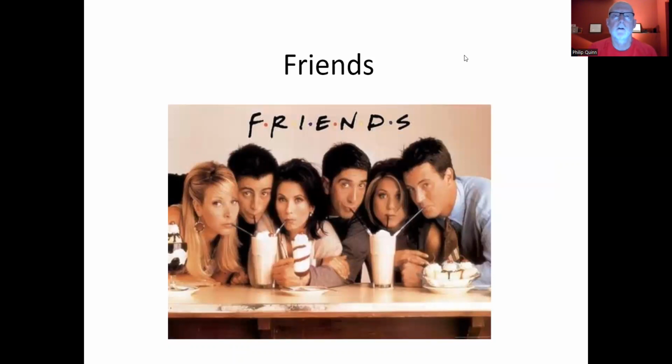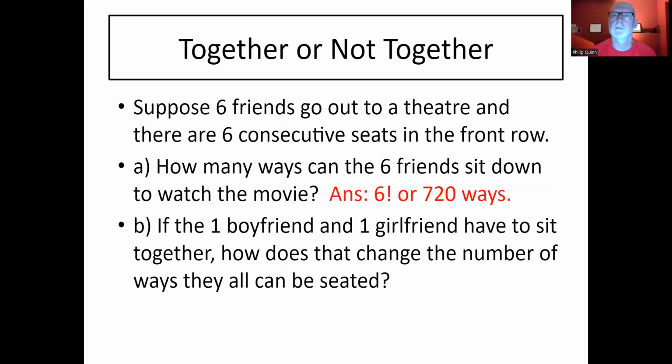Remember the popular show Friends? Maybe you've seen it. I'm going to use this as a basis for my discussion. The notion of friends and together or not together. So together or not together, suppose 6 friends go out to a theater and there are 6 consecutive seats in the front row. How many ways can the 6 friends sit down to watch the movie?